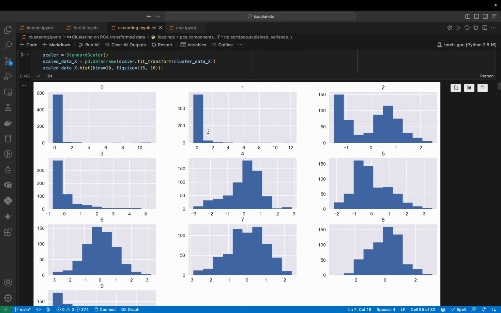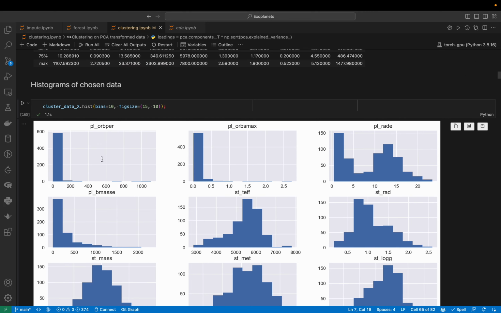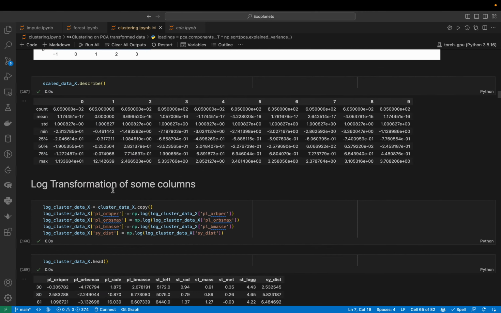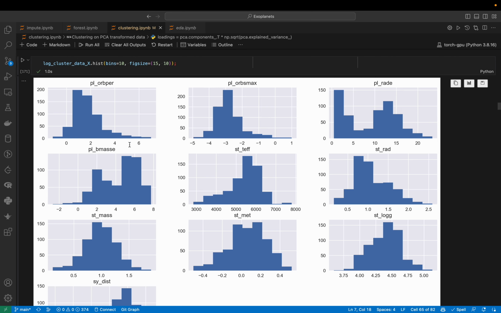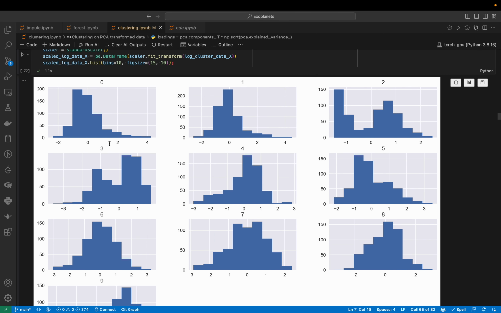In order to get this looking somewhat like a normal distribution, we are going to take the natural logarithm of some of the variables and see how the distribution looks. After taking the logarithm, the skewed nature of the distribution is somewhat changed to a normal distribution. And after standardizing, the distribution of the features looks like this, with mean 0 and standard deviation 1.